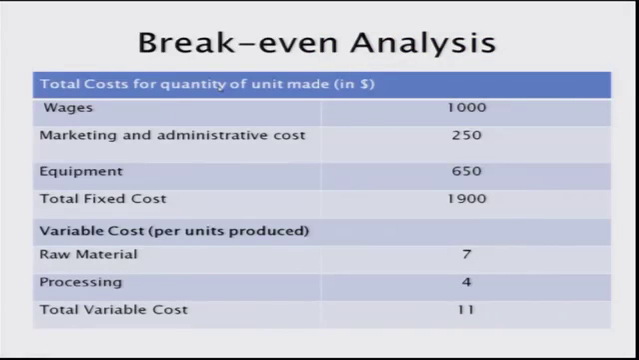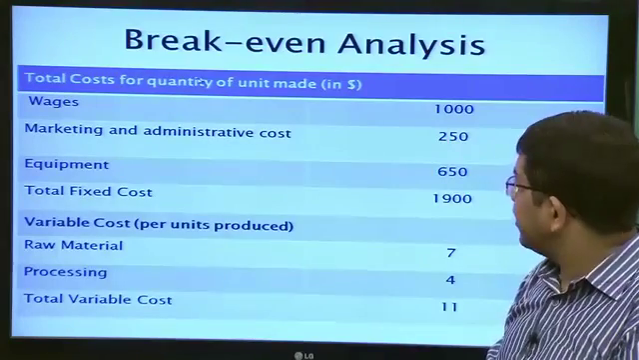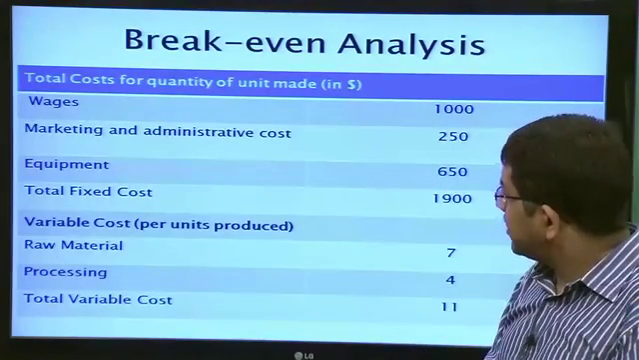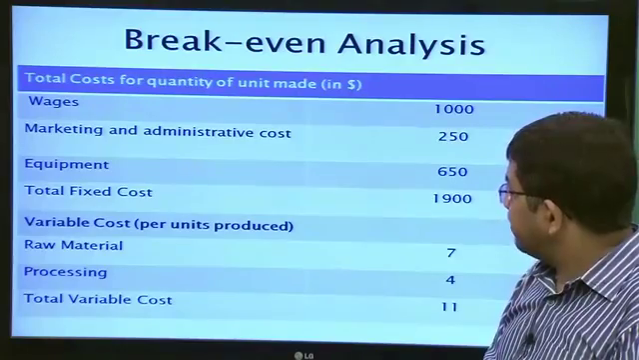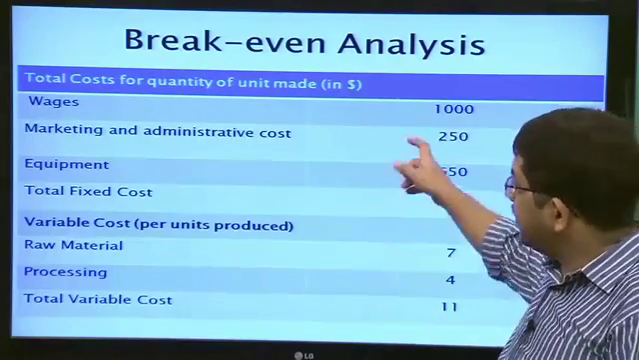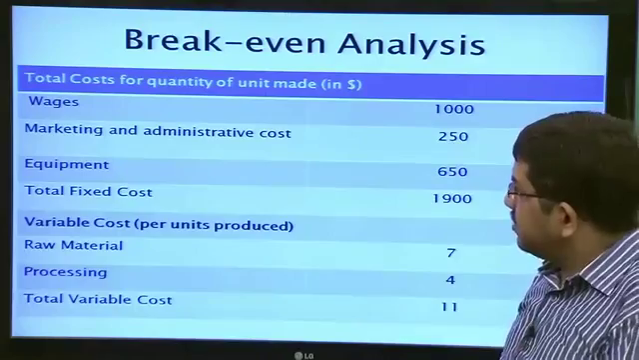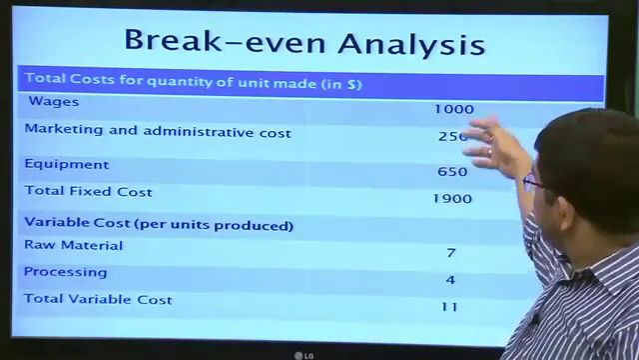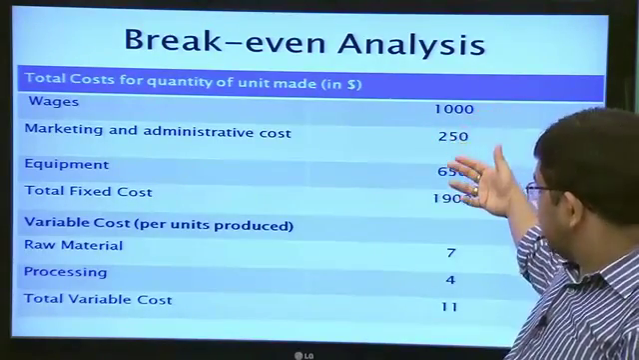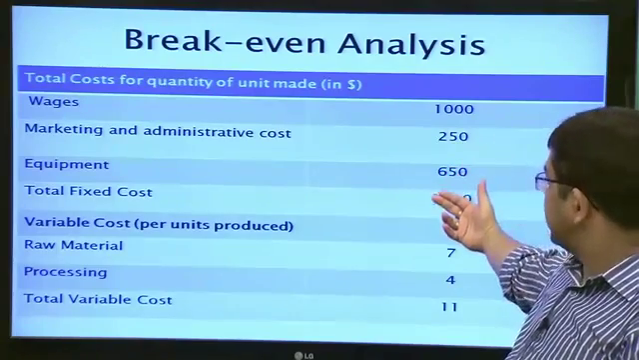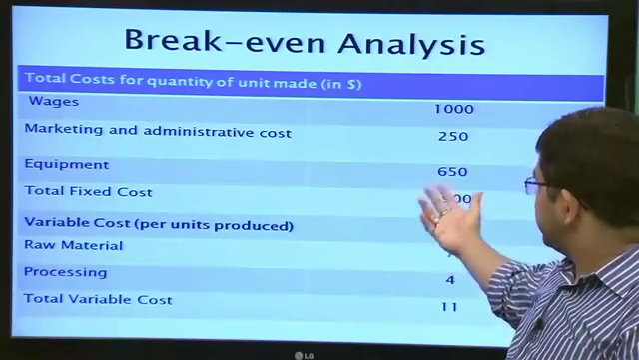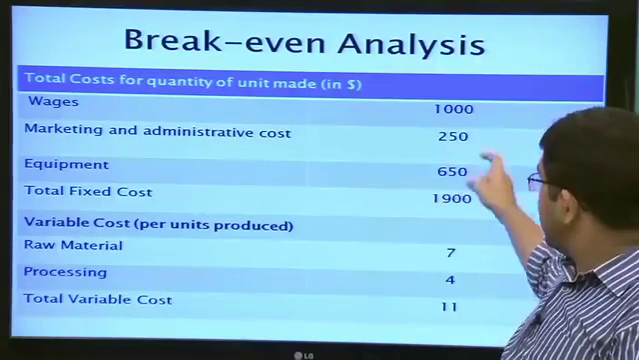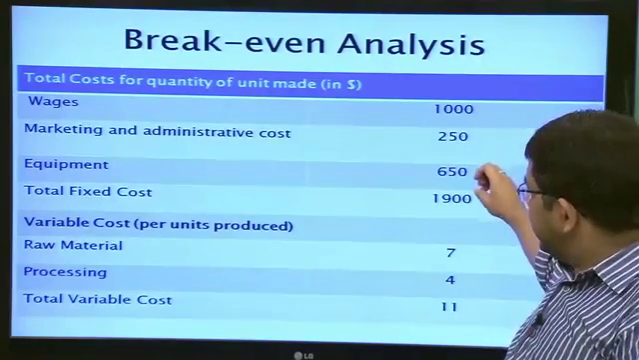So from that perspective, it is very important. I have made an example here for you to understand. Then I will come back to this graph again. I have made this break even analysis for one small unit which is into manufacturing of something. The components of the fixed cost that we talked about in the previous two sessions: wages are $1000, marketing and administrative cost is $250, and equipment installation cost is $650. So the total fixed cost in this case is $1900.